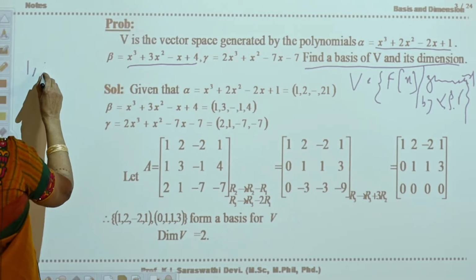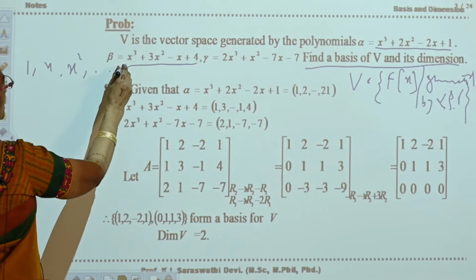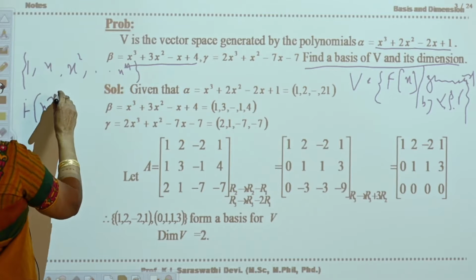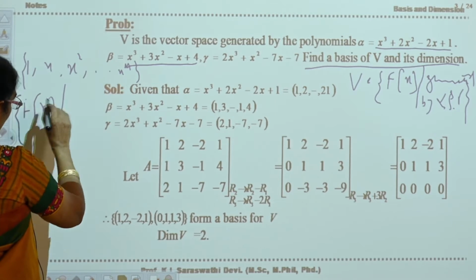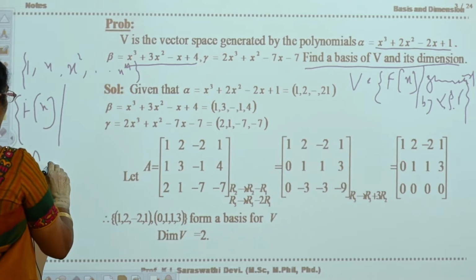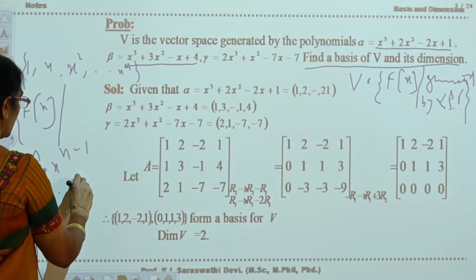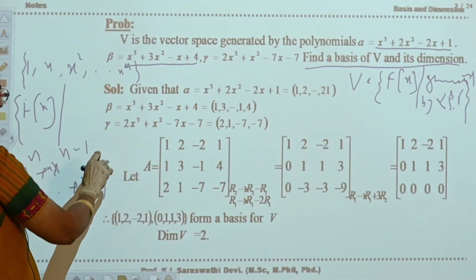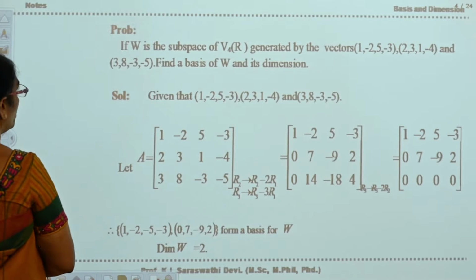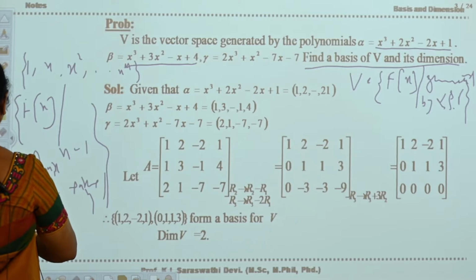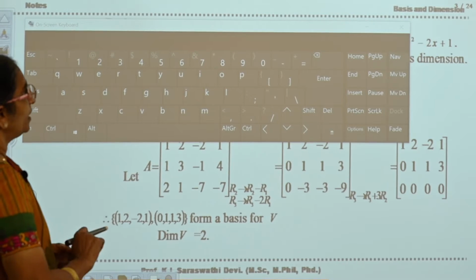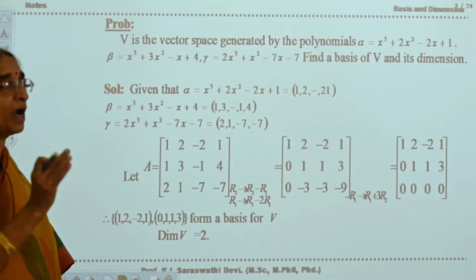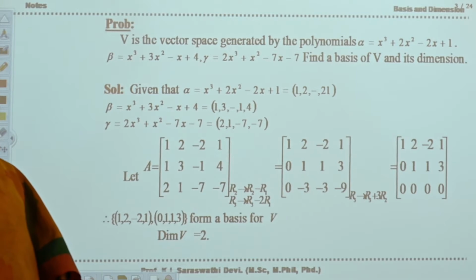Show that the set 1, x, x square and so on, x power n will form a basis of the vector space f of x, where f of x is a polynomial set consisting of x power n plus x power n minus 1 plus and so on plus x plus 1. The coefficients may be there, a0, a1 and so on, an. Okay, this is the polynomial set. Now here also what we are going to see is how to write the polynomial.